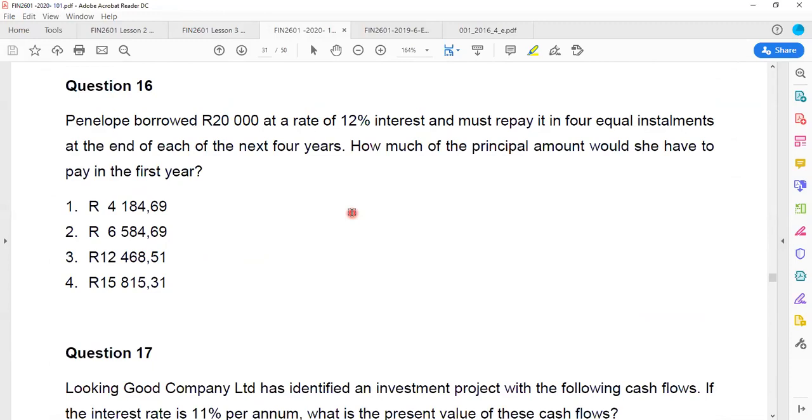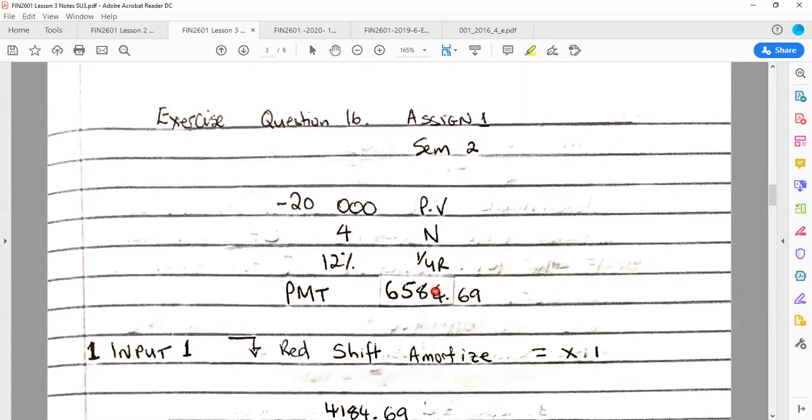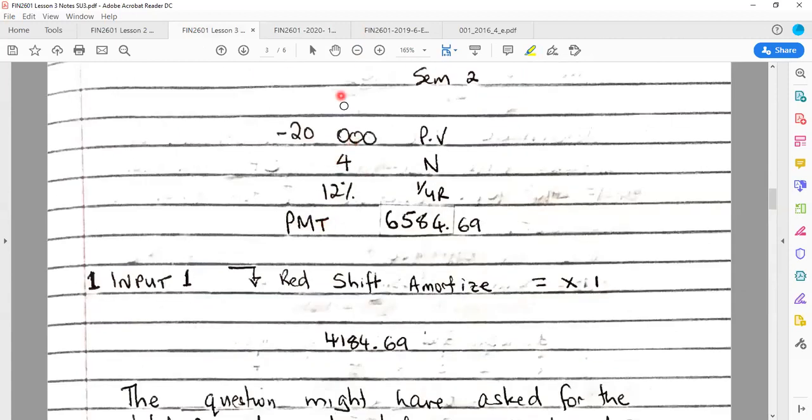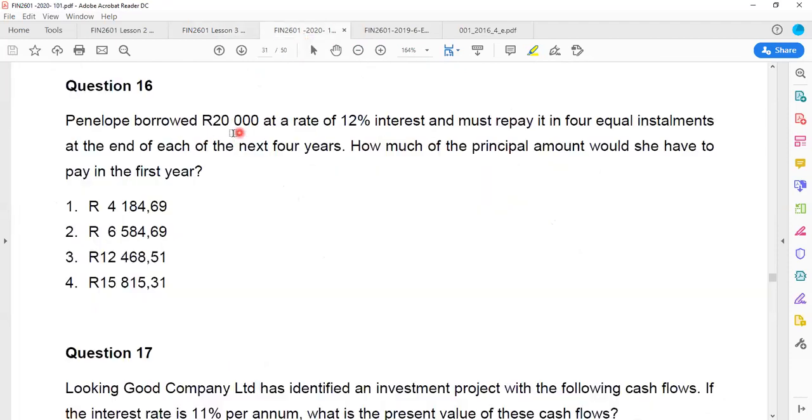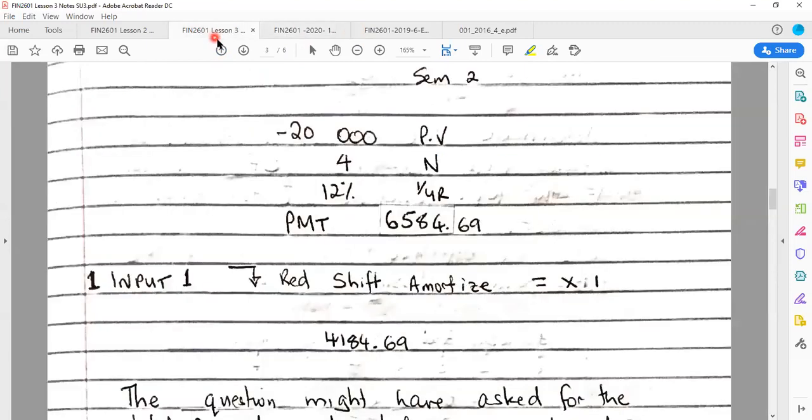Okay, so I hope you gave that a try. Let's see how you actually did this. So as always, you start by first calculating your PMT. 20,000 is our PV, right? Penelope borrowed 20,000.